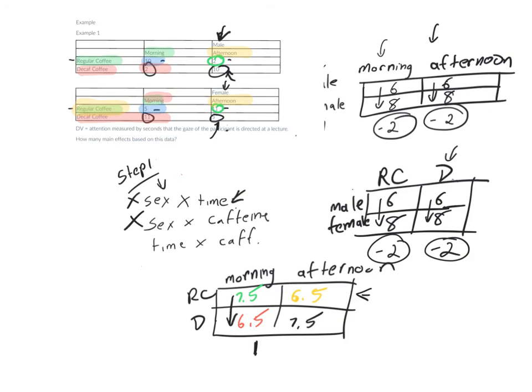I'm subtracting this way. Now, pay attention. 6.5 minus 7.5 gives us a negative, right? I'm going this way. So here we have a positive. Here we have a negative. They are different numbers. We have an interaction for time and caffeine.